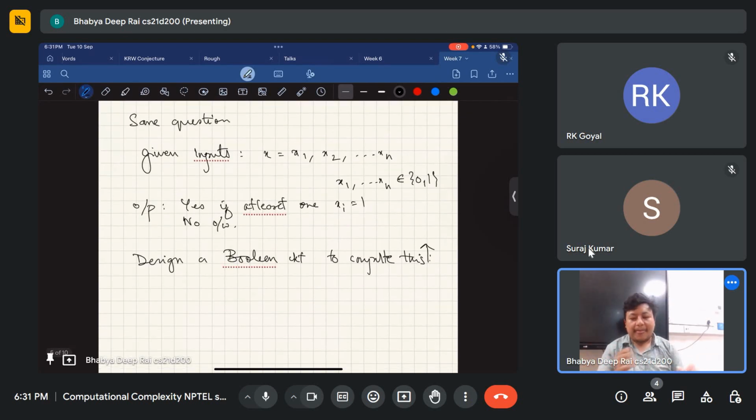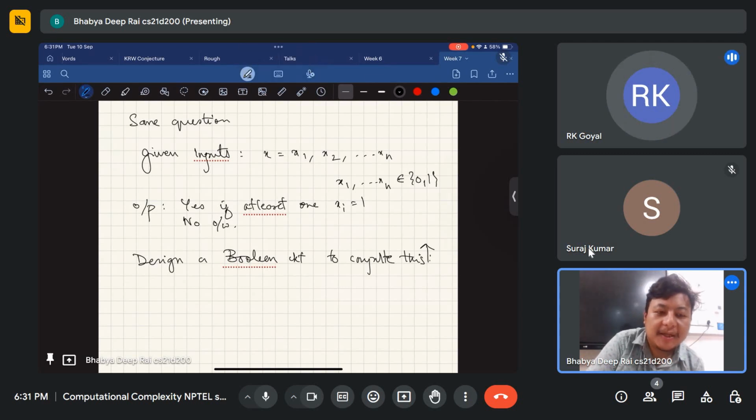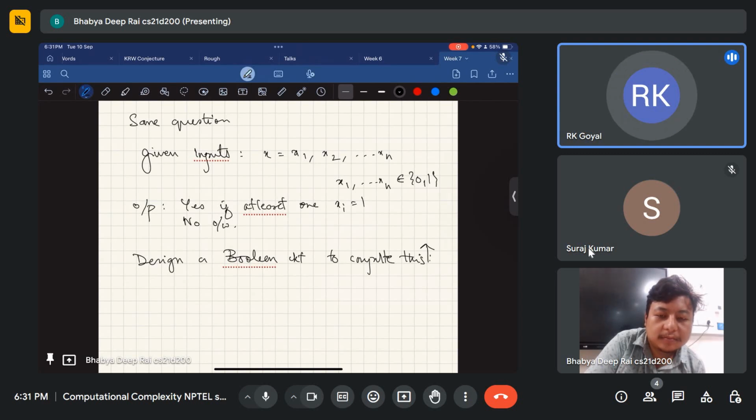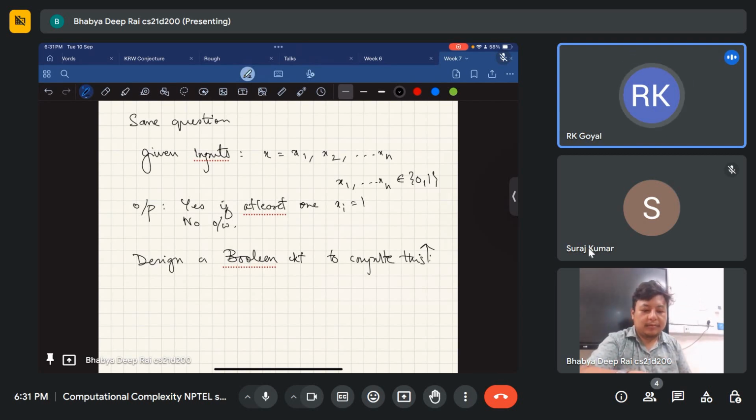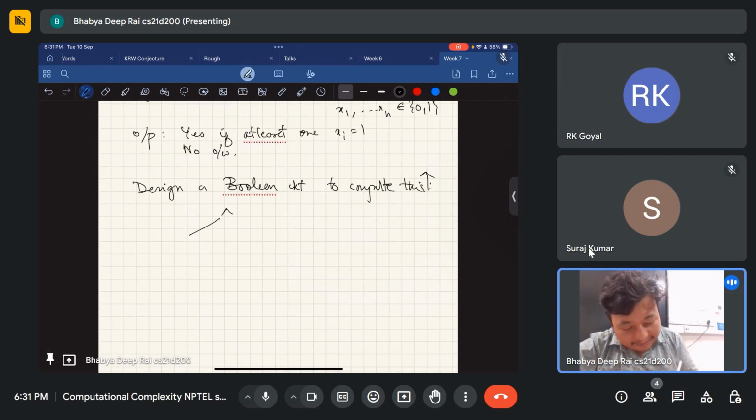That is, check if at least one of these bits is 1. So how do you make a circuit for this? I will give x1 to xn as input to an OR gate, and if the value comes out to be 1, then definitely one of the bits must have been a 1. Exactly. So the Boolean circuit will look like this: x1, x2, and so on till xn.